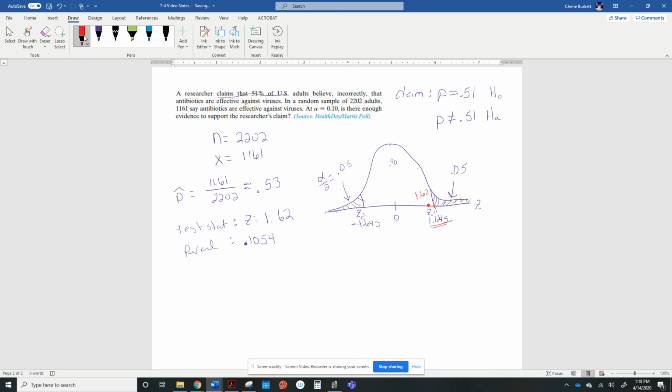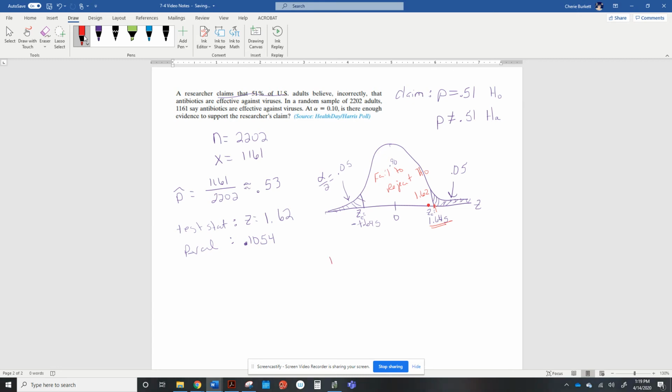Since it is right before, then it's not in the shaded section, so this is the fail to reject section. And since we failed to reject the null, then that's what we're going to look up on our little table.